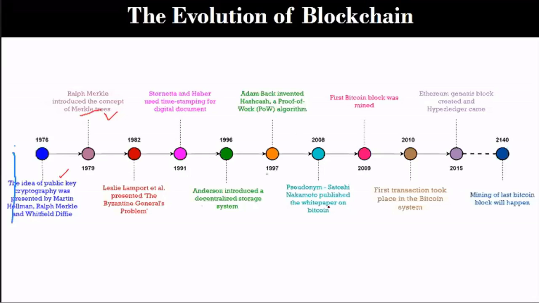in 1979. And then in the year 2008, the pseudonym Satoshi Nakamoto published a white paper named Bitcoin. And in the year 2009, the first Bitcoin was mined, right? And the reward, as I mentioned before, at that time was 50 Bitcoin, which was an enormous amount of money if you see the equivalent value of Bitcoin today, right? And the first transaction took place in the year 2010.